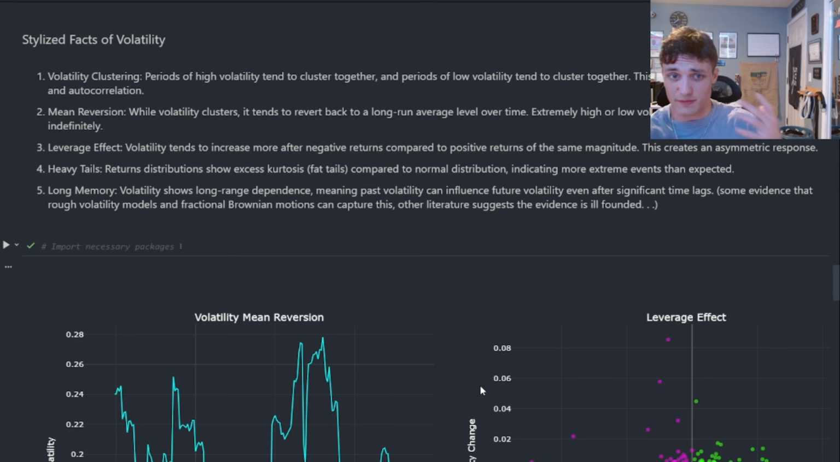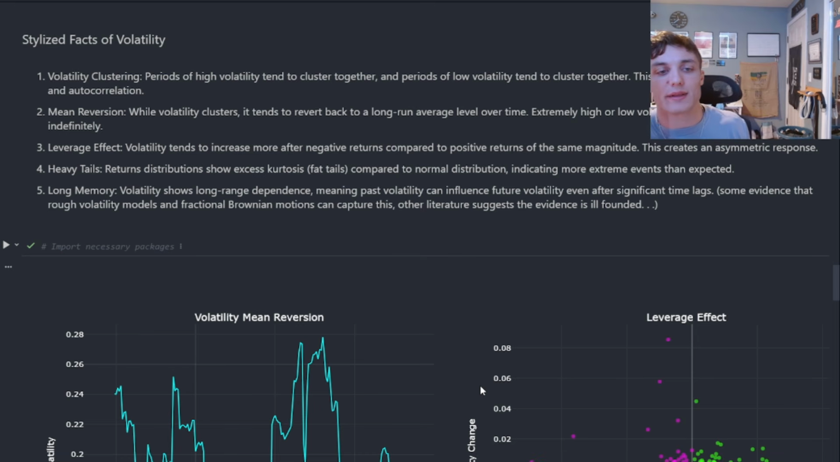Moreover, we have this idea of mean reversion. Volatility clusters, but it also tends to revert back to a long-run average level over time. Extremely high and low volatility periods don't persist indefinitely. Very easy way to verify this is just to look at a chart like the VIX. S&P 500 implied volatility, that is the implied volatility on SPX options. You can see that it's not up and to the right. It doesn't look like Apple or Nvidia. It constantly reverts down to a mean level. It's behavior you would expect to see from this latent volatility measure. In that case, it's implied volatility, not specifically realized volatility.